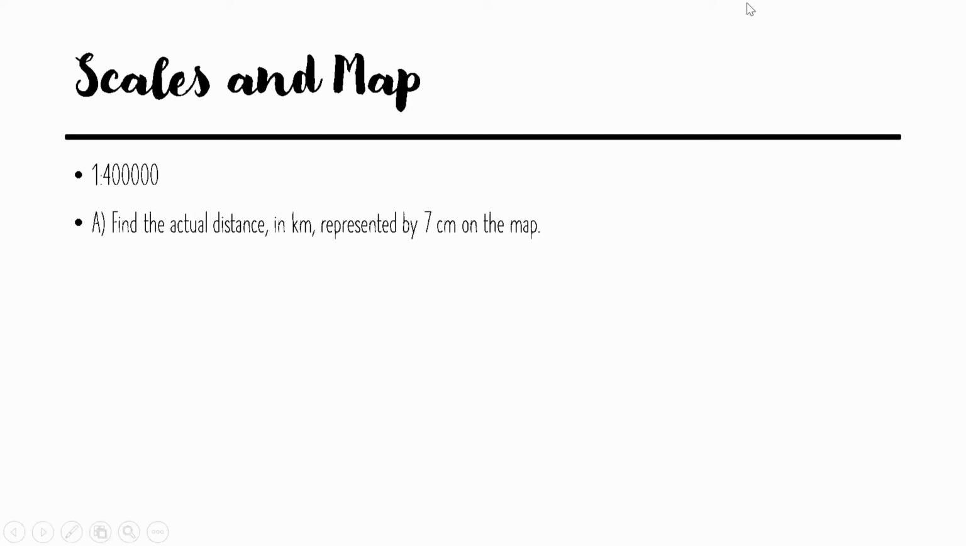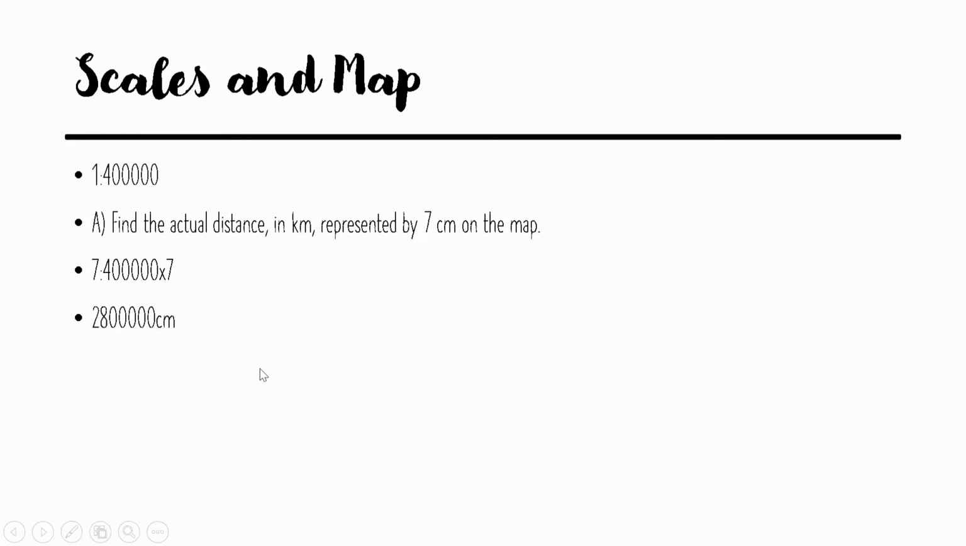Scales and maps. If I have a scale of 1 centimeter on the map is to 400,000 centimeters in reality, and the question says, find the actual distance in kilometers represented by 7 centimeters on the map. So, if it's 1 is to 400,000, the scale, and I want to find 7 centimeters, I'm going to place my 7 here. 7 is to 400,000 times 7. Why am I doing that? Because if 1 centimeter is 400,000 centimeters, then 7 centimeters should be 400,000 centimeters times 7.